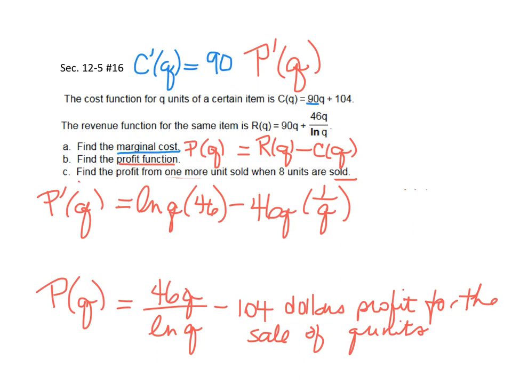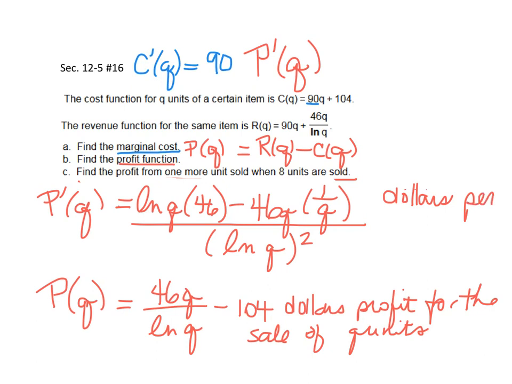and then, let's complete this part first. So we're going to divide that by ln of Q, and that value is going to be squared. And then the 104 is going to have a derivative of 0. So this is actually our complete marginal profit function. And our marginal profit is in dollars per item.